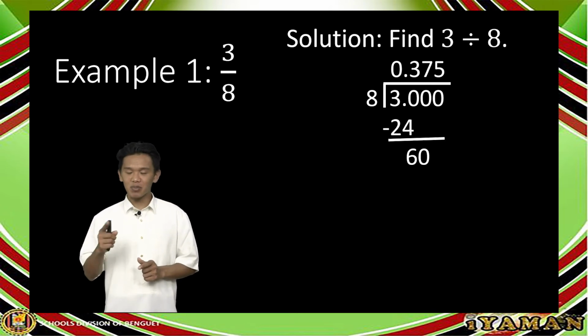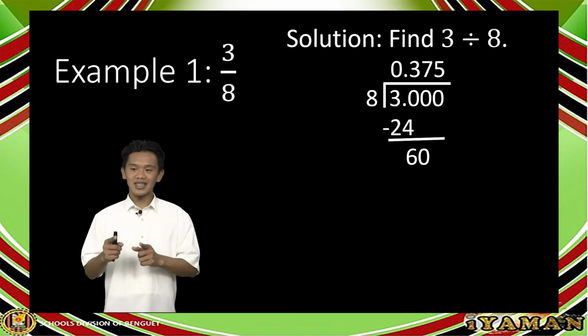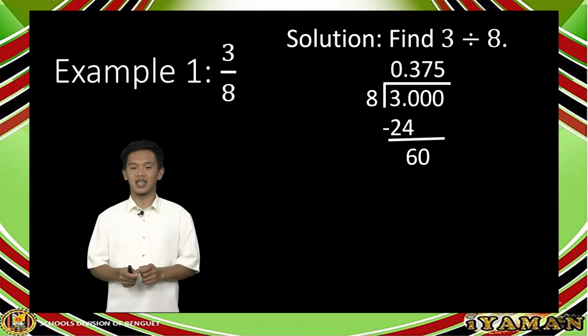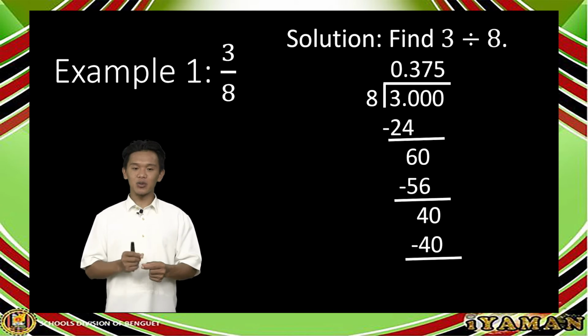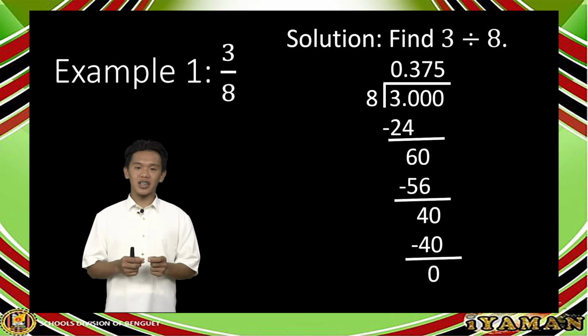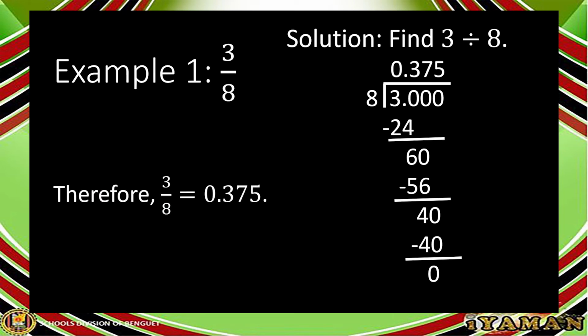Now, 6 divided by 8, you cannot divide that one. So again, add 0. It will become 60 divided by 8. So we know that by dividing 60 by 8, we have 7 8s in 60. Again, doing the process, you need to multiply 7 by 8 to get the product of 56. We will repeat the process until we get the difference of 0. By dividing 3 by 8, we have the quotient of 0.375.